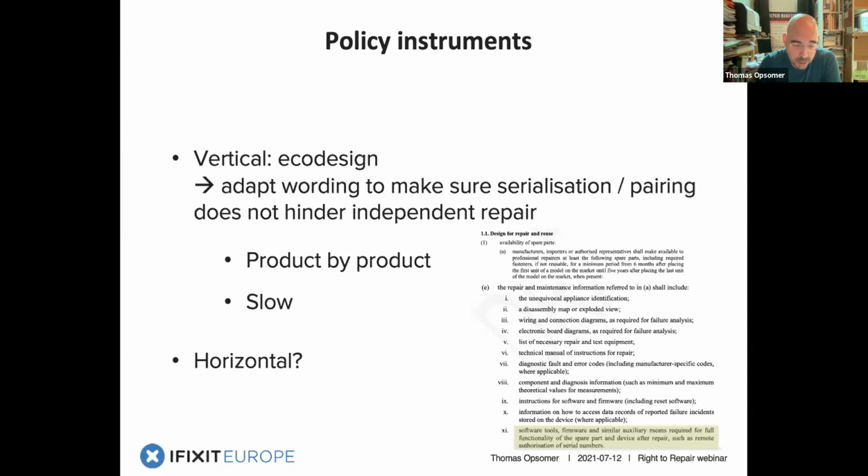There's a potential way forward with an initiative that we expect to come out soon, which is the Empowering Consumers Initiative. We may have a chance to see something addressing serialization in that, but we'll have to wait. But for now, the only tool that really is at our disposal is the eco-design regulation.